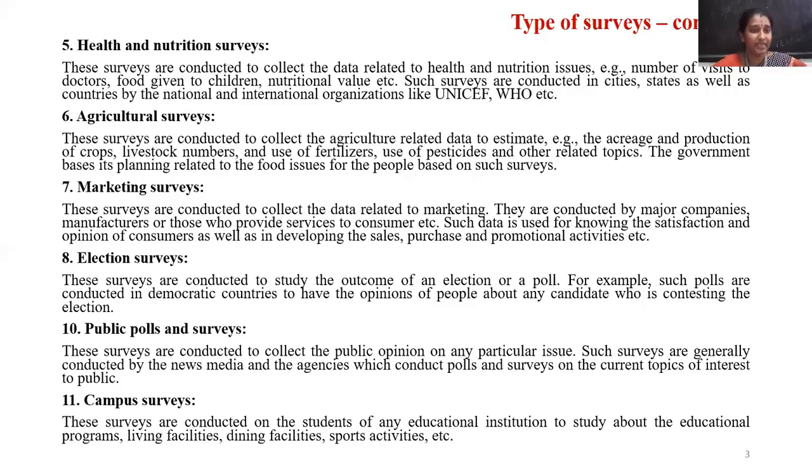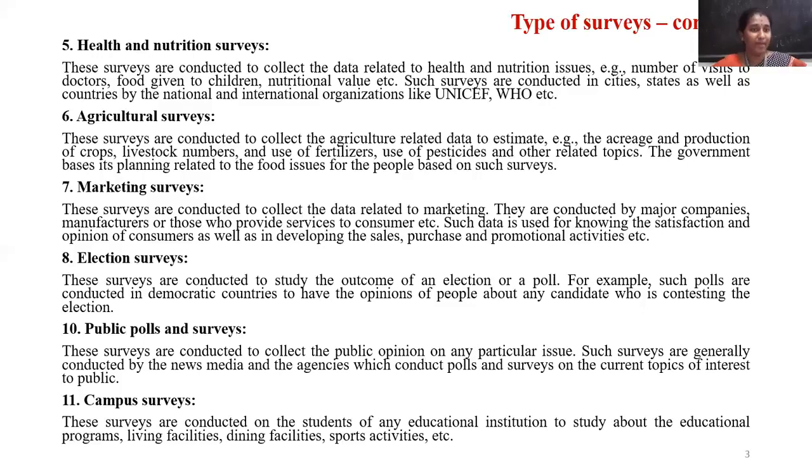And the next one is an election survey and public polls. This is very much used nowadays by each and every state, to see which party is going up and which party is going down. Based on that they are using this.